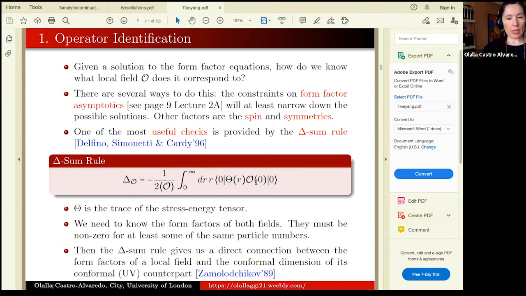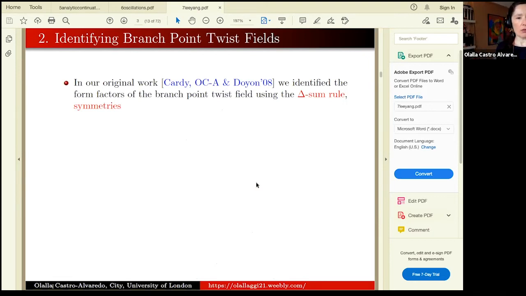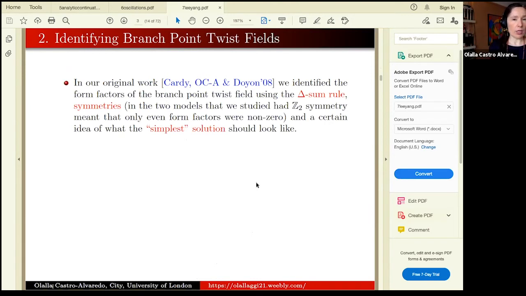So this is all about identification. Let's talk about branch point twist fields a little bit. When we wrote this paper in 2008, we used the delta sum rule to check our form factors in two theories. The two theories that we studied, Ising and sine-Gordon, both have an internal C2 symmetry. For that reason, the twist field form factors vanish for odd particle numbers.